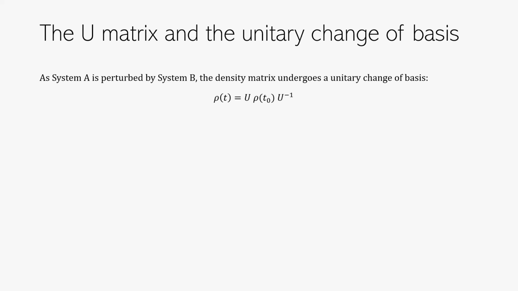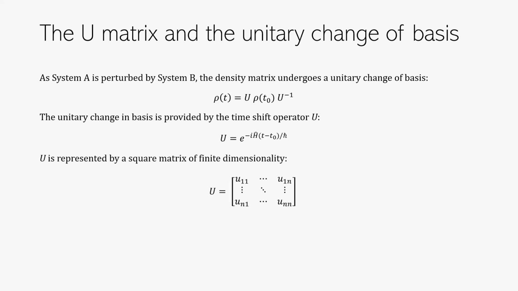As system A is perturbed by system B, the density matrix undergoes a unitary change of basis. The combined system evolves over some period of time through this linear operation given by the U matrix and its complex conjugate. The unitary change in basis is provided by the time shift operator U. And here we're introduced to the Hamiltonian operator H hat, which is the sum of all potential and kinetic energies in the system. U is represented by a square matrix of finite dimensionality. And since both time and energy are intrinsically uncertain, this U matrix represents all possible energy states emerging over time.